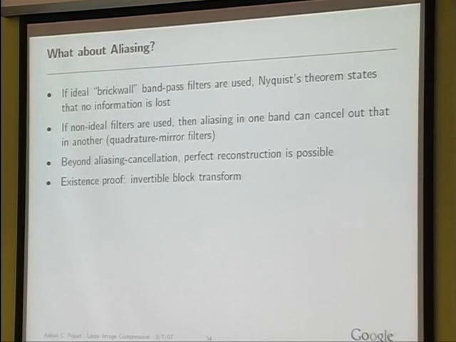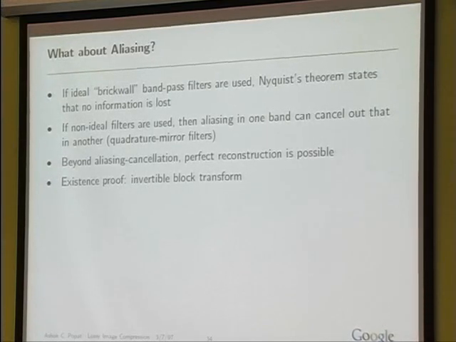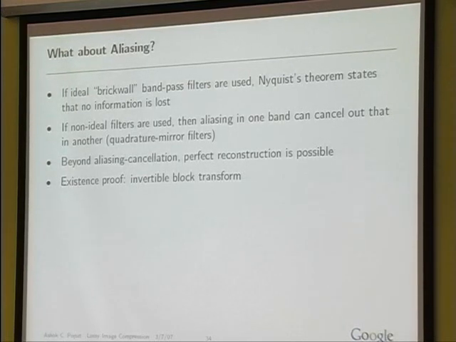What about aliasing? Well, there's an existence proof that we could get perfect reconstruction in the absence of intermediate quantization. The existence proof is that we can interpret a block transform in terms of the filter bank. So then the question is, well, is the block transform the best you can do? And we can tweak from there. But this at least shows that you can get away from the aliasing problem, because a DCT implemented as a filter bank gives you perfect reconstruction.